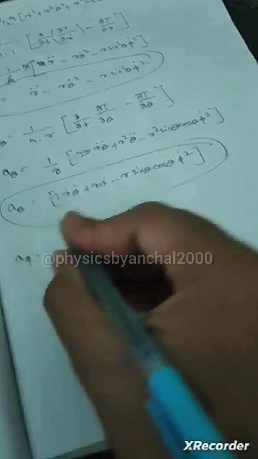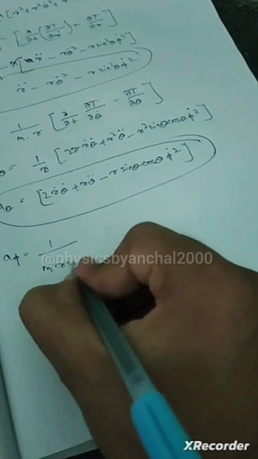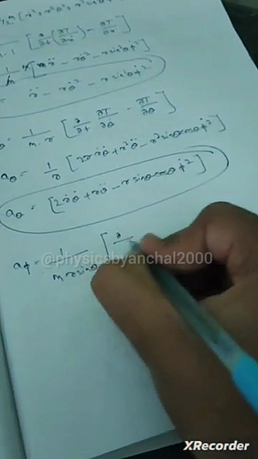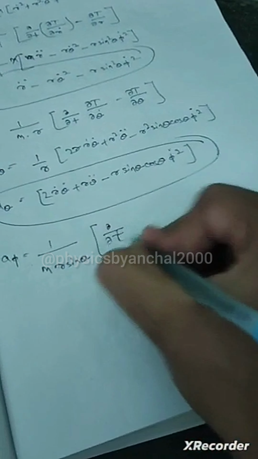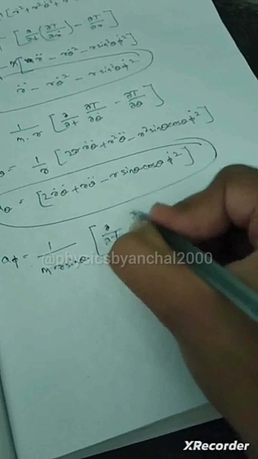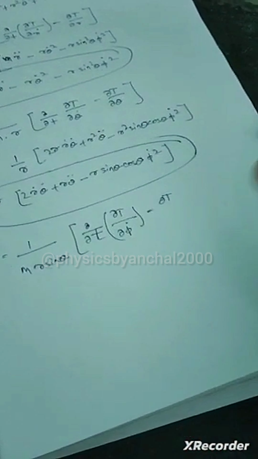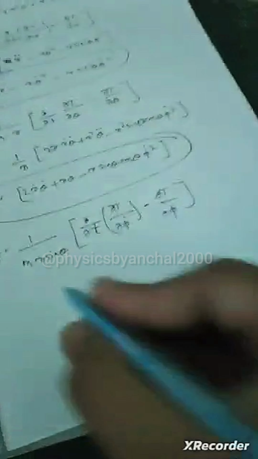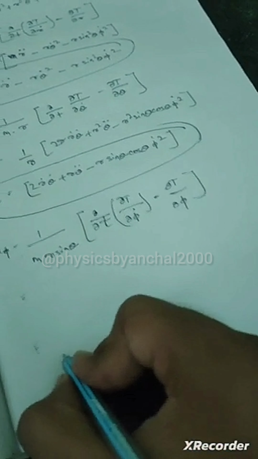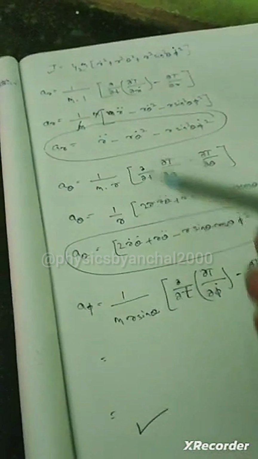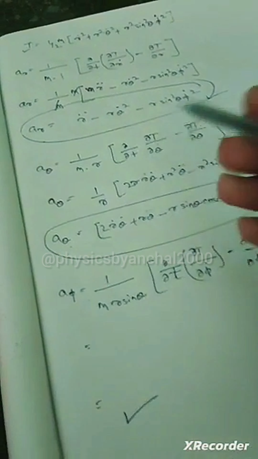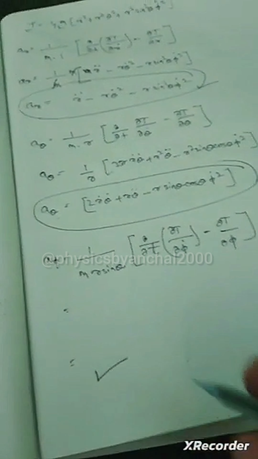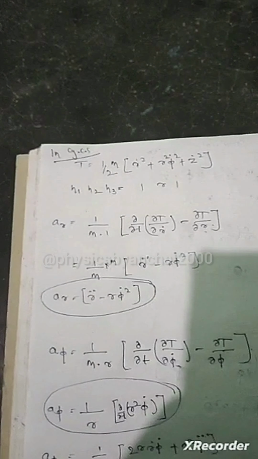Similarly, you can find the phi component of acceleration, that is 1 by m r sin theta, d by dt of dT by d phi dot, minus dT by d phi. By just differentiating, you can calculate a phi. I just wrote this example to show you how easy it is to find the radial component, the theta component and the phi component of acceleration by the formula I showed before.